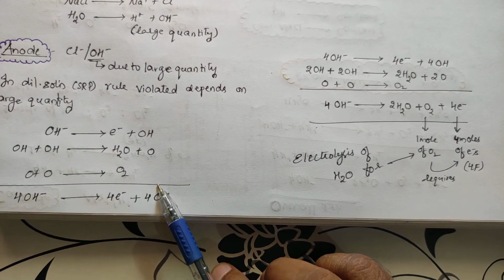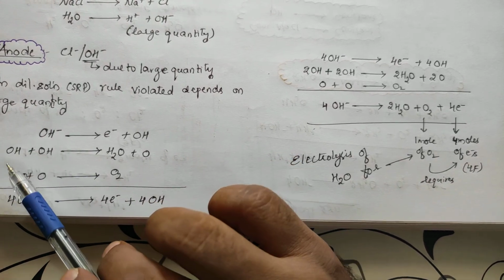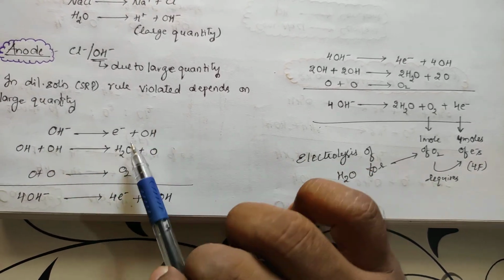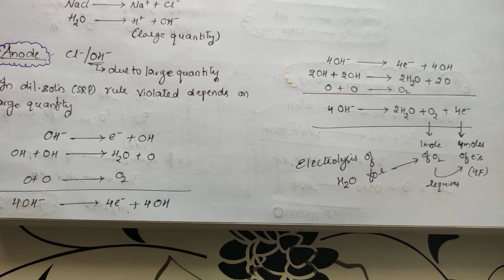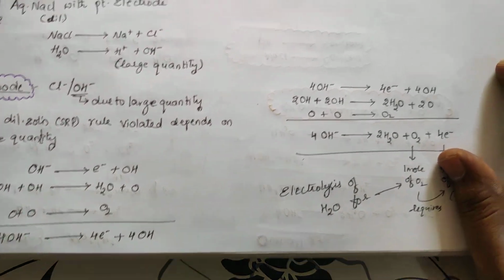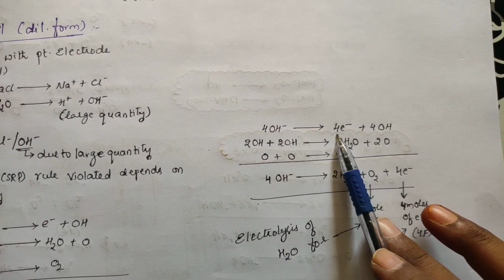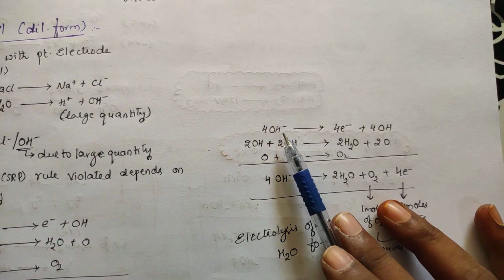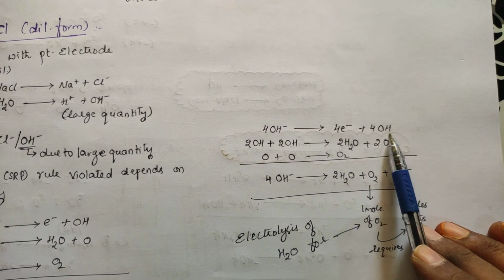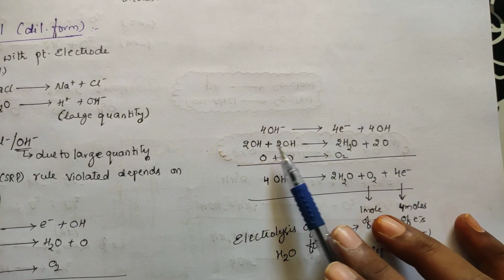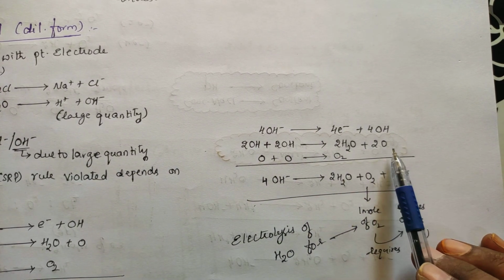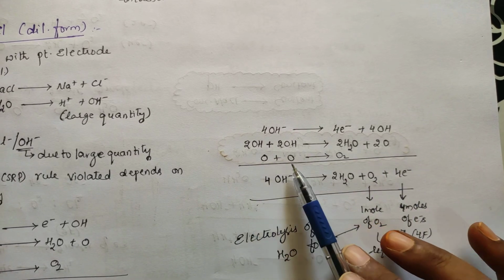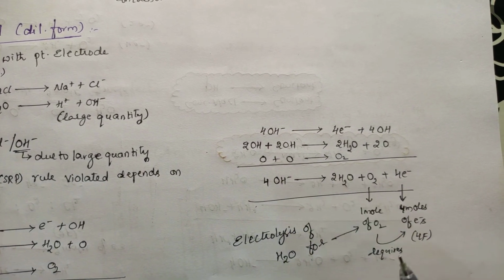So don't think that 4 OHs are not there. Of the ones you are having, one will be cancelled out. Yes, you will be seeing all this: OH minus, 4 electrons plus 4 OH. This is simple. OH minus liberates electrons and forms OH. This OH combines with one more OH and forms a water molecule with liberation of 2 nascent oxygens. The 2 nascent oxygens combine together and form an oxygen molecule.